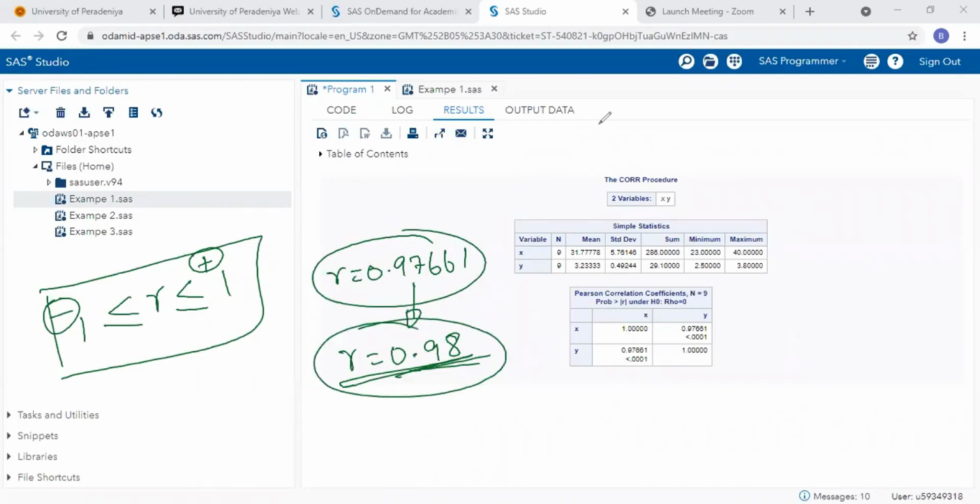That means the R value is very positive, so it is a direct relationship, and also the R is very, very high, much closer to 1. So it is a very strong relationship. How do you say this R? What is the name of this R?